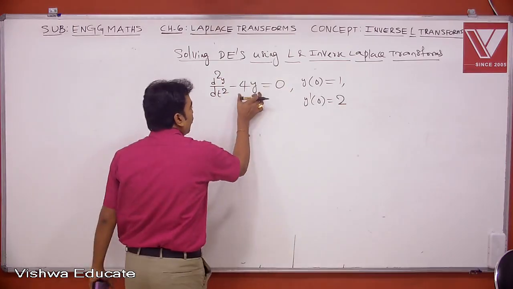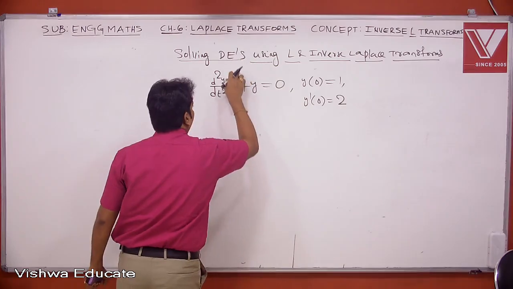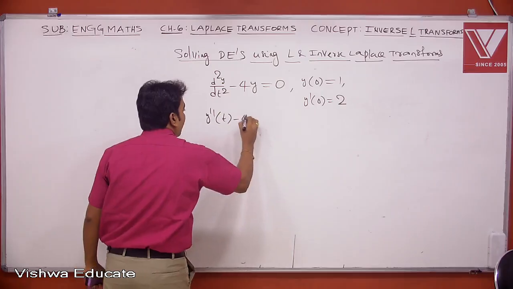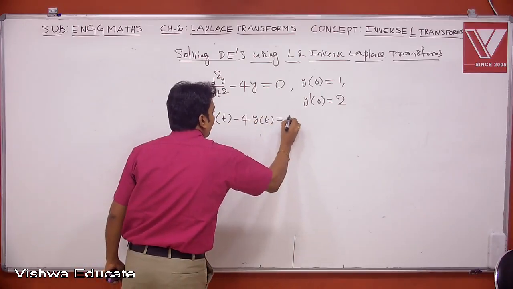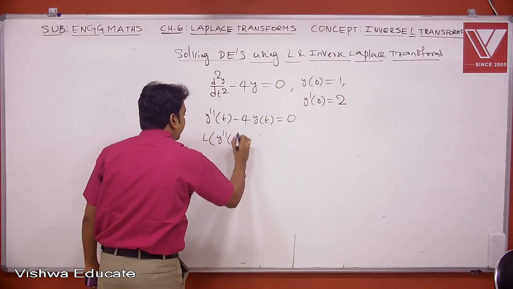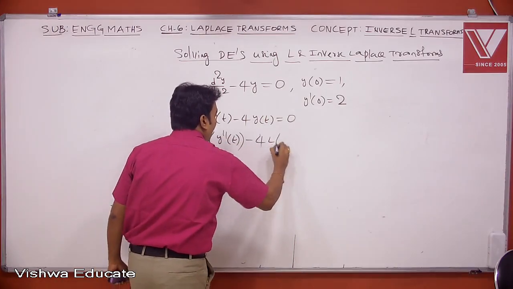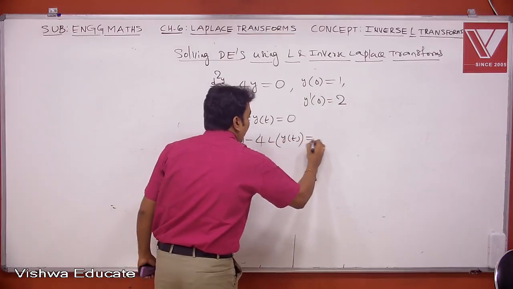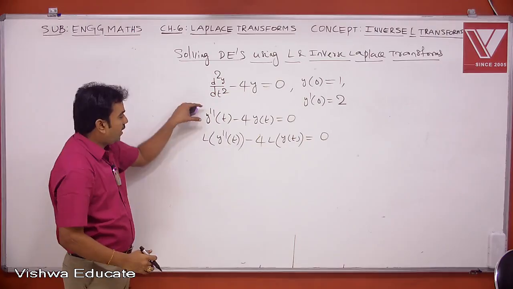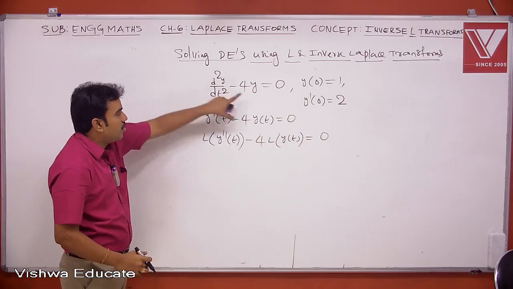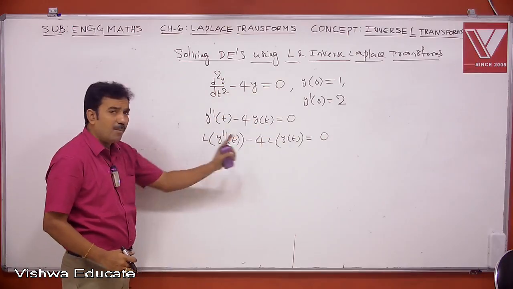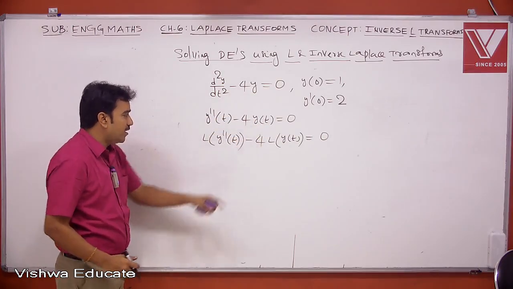Now let us try to solve this equation by Laplace and inverse Laplace. So this is actually y double dash of t minus 4 into y of t equal to 0. Apply Laplace on both sides: L of y double dash of t minus 4 into Laplace of y of t equal to Laplace of 0, which is 0. Y double dash t means second order derivative. Y is a function of t, so in place of y, I wrote y of t. Apply Laplace on both sides and apply the linear property.